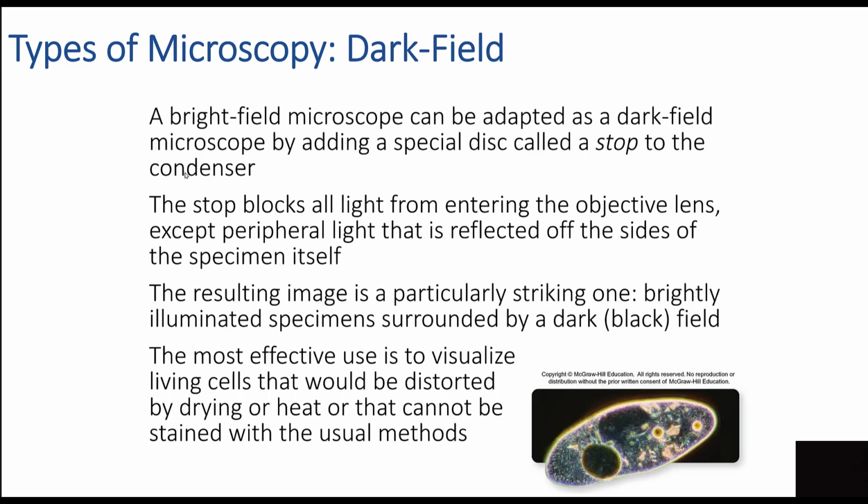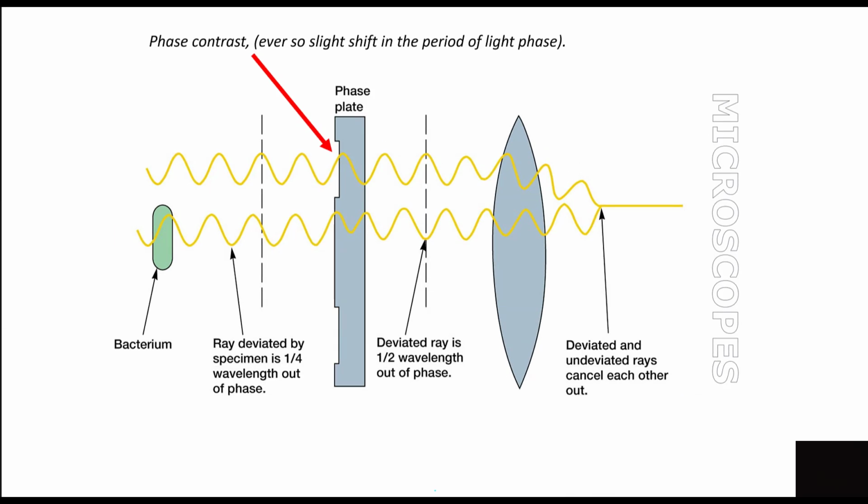A dark field can be adapted from a light field by adding a special disc called a stop to the condenser, and the resulting image is striking. You can see the contrast is illuminated around. So this is the dark field type, and if you want to look at internal structures, this is the way to go. It's really nice. It's very useful.